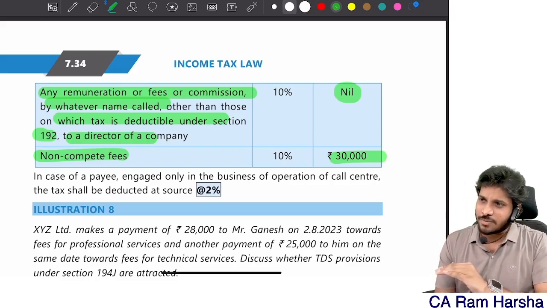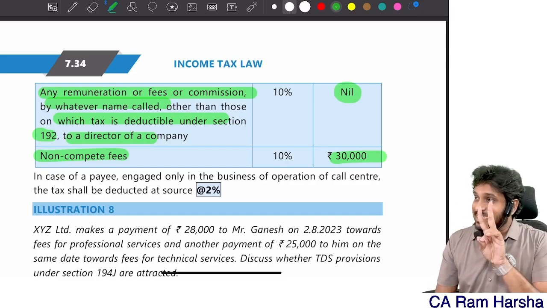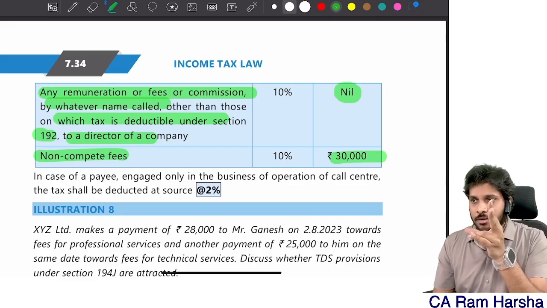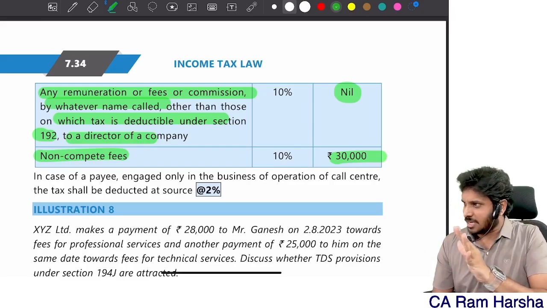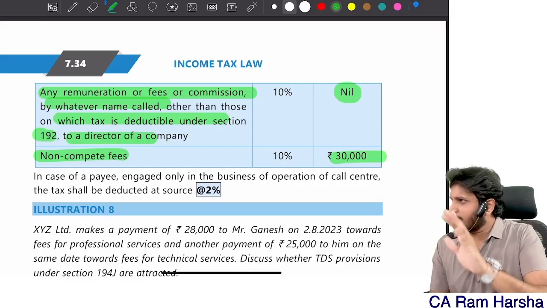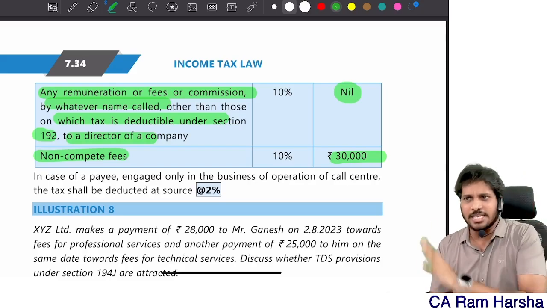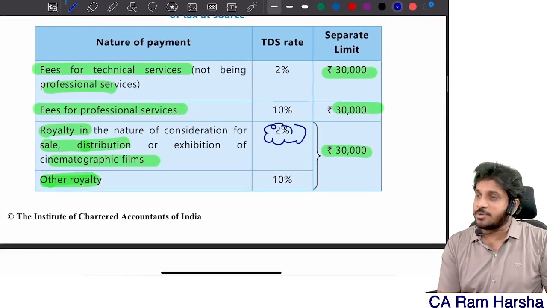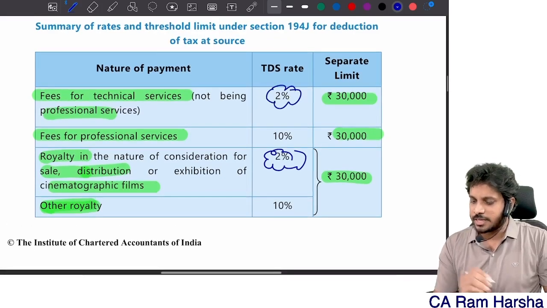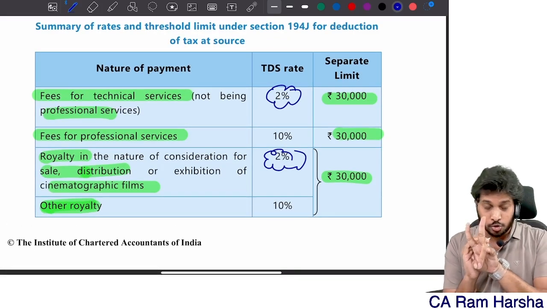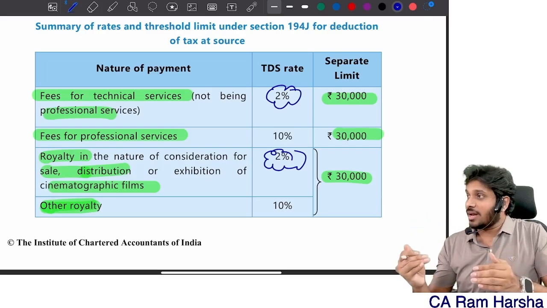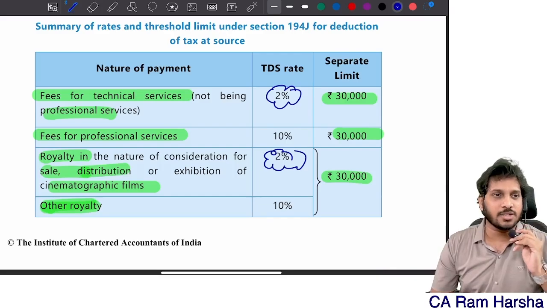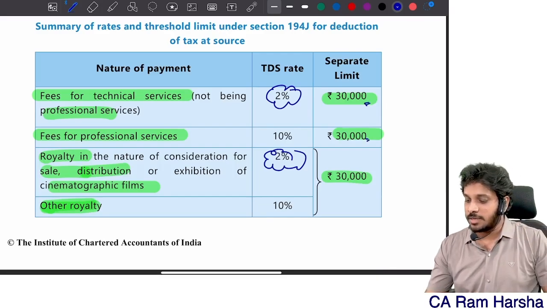So what is the rate of TDS under 194J? For technical services and royalty for film purpose, cinematic, getting it, 2%. All other royalties 10%. All professional fee, non-compete fee, director remuneration, in all these cases 10%. Only for royalty in case of cinema exhibition, as well as fees for technical services, 2% TDS is applicable. Other royalty, professional service, non-compete fee, director remuneration, straight away the TDS rate is 10%. The threshold limit of 30,000 is per annum.